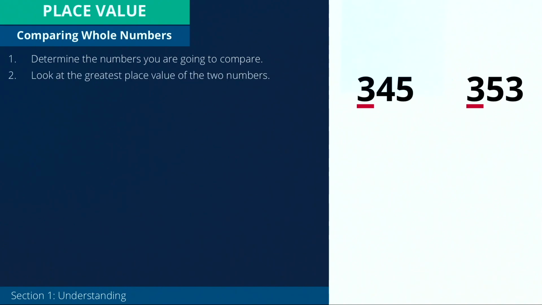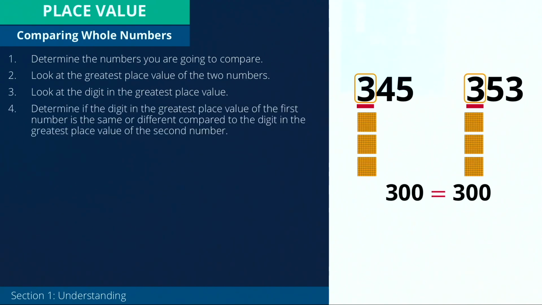I'm going to look at the greatest place value in each of those two numbers. Here the greatest place value is the hundreds place. And I'm going to look at the digit in each of those greatest place values. There I see a 3, there I see a 3. Each of those represent 300. I might want to show those with base 10 blocks or my place value discs to help students really understand what is represented by that greatest place value.